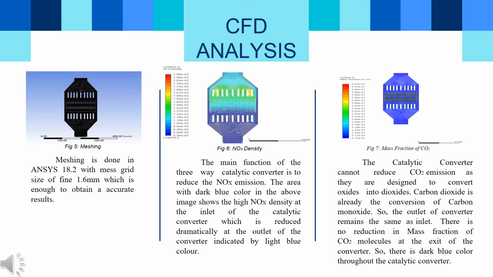The dark blue color in the image shows the high NO density at the inlet of the catalytic converter, which is dramatically reduced at the outlet. This is indicated by light blue color. Next, in figure 7, the mass fraction of CO2 is shown. There is no reduction in the mass fraction of CO2, so it is given a constant dark blue color throughout the entire catalytic converter.